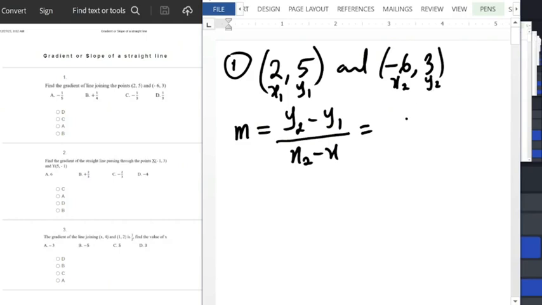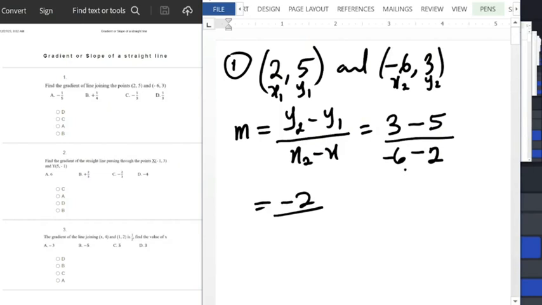So y2, which is 3, minus y1, which is 5. Hope I'm making sense. Divided by x2, which is -6, minus x1, which is 2. So 3 minus 5 is equal to -2, divided by -6 minus 2, which gives us -8. So minus cancels minus, then we have 1 all over 4, which is positive, and that is option B. How that is very clear?